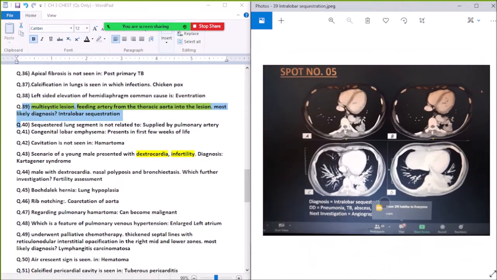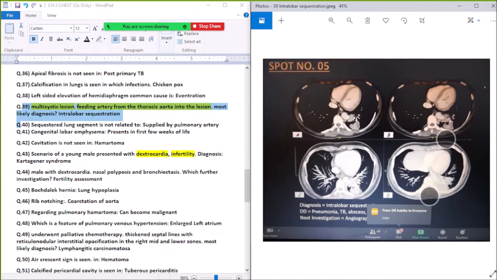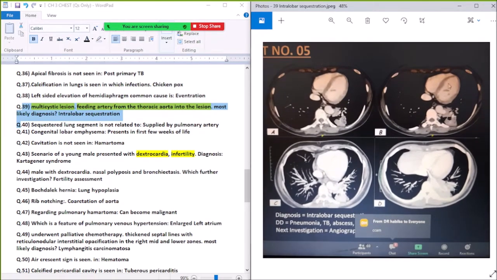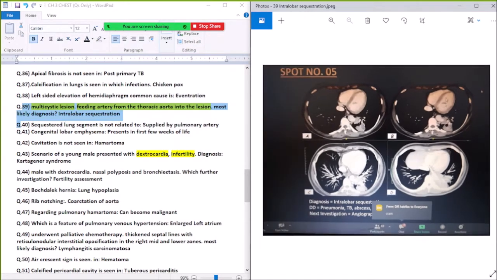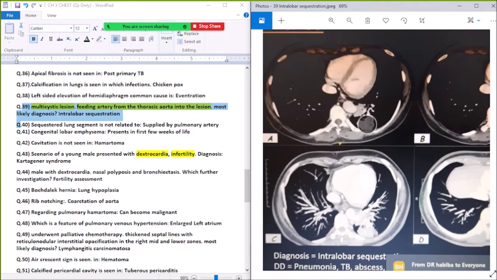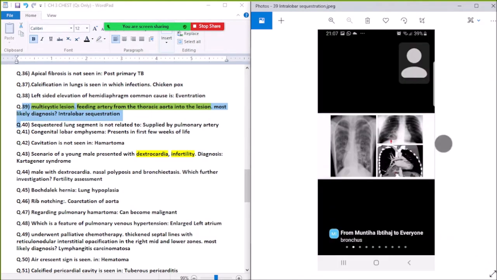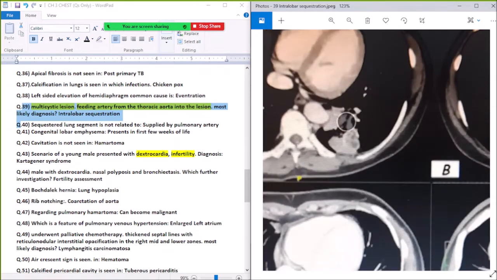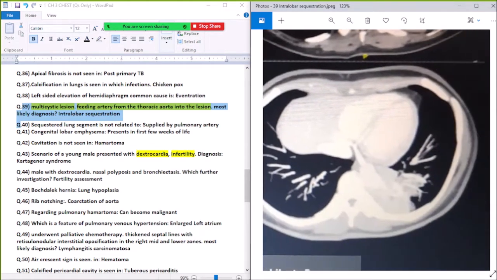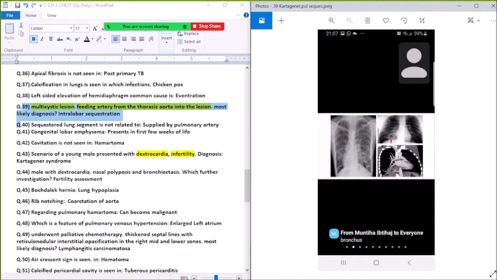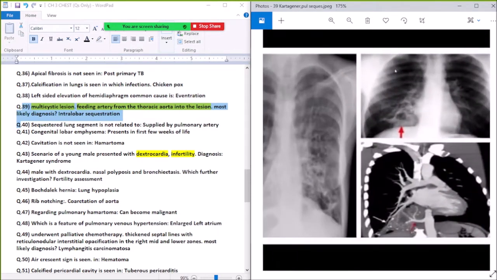Interlobar sequestration. A multicystic lesion with a feeding artery from the thoracic aorta is most likely interlobar sequestration. A multicystic lesion with a feeding artery directly from the aorta is seen in interlobar sequestration.